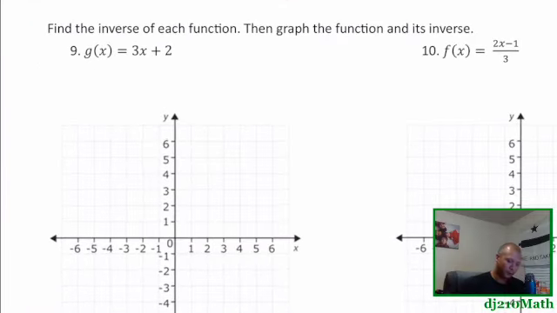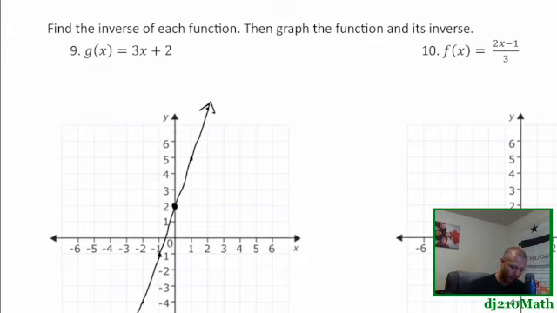Find the inverse of each function, then graph the function and its inverse. All right, so g of x is going to be 3x plus 2. So I'm going to graph the function just because it's already here. So the y-intercept is at positive 2. I'm going to do it in black. Positive 2. And then the slope is 3. So up 3 over 1. 1, 2, 3, over 1. Over 1. Over 1.